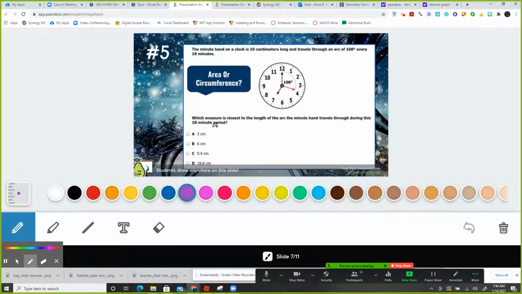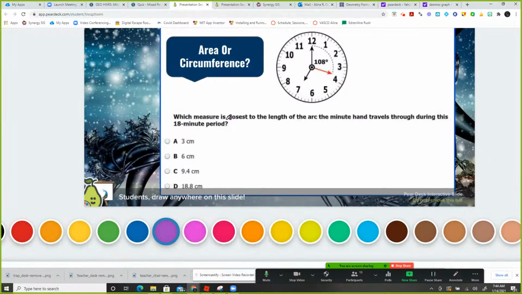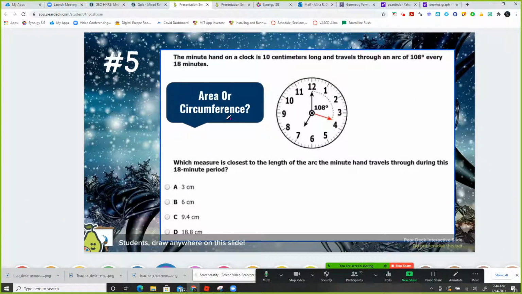So this one, same thing, but it has some distractors in it. This one has some information that you don't need. You've got to be smarter than the question writer. The minute hand on the clock is 10 centimeters long. So the minute hand is this one. This is 10 centimeters, right? And it travels an arc of 108 degrees every 18 minutes. The 18 minutes is the distractor. You don't need that number. Which measure is closest to the length of the arc?